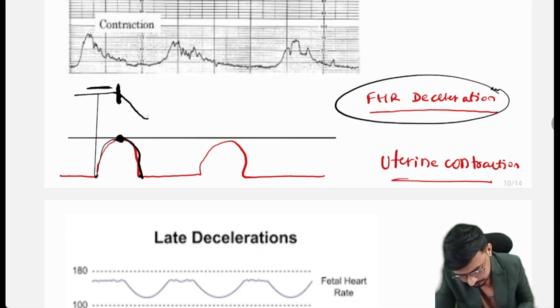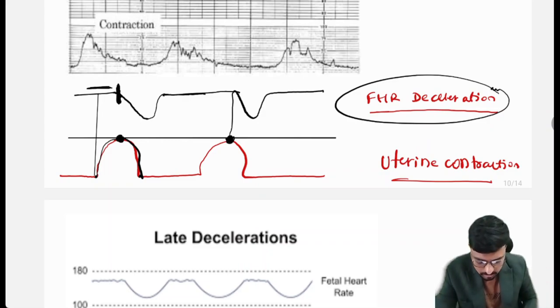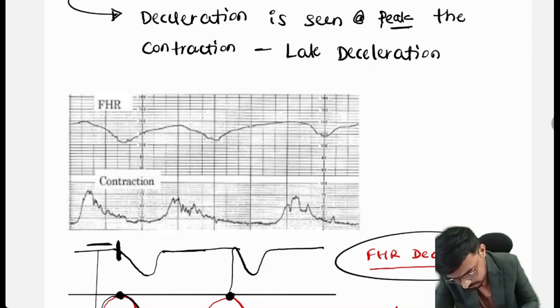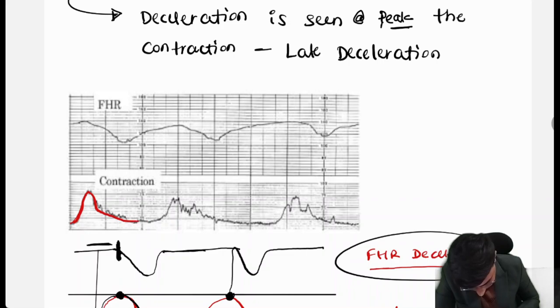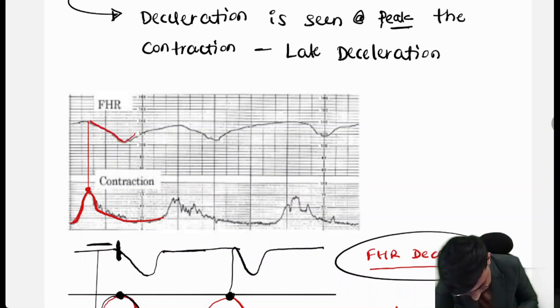This is what we call the delayed deceleration. Again, the same thing happens here. When the uterine contraction is at its peak, at that time the fetal heart rate will start to decrease. This will be seen in the case of late deceleration. Look at the graph here and you will get more clarity. This is the uterine contraction, this is the uterine contraction, right? This is the peak of the uterine contraction. Take a straight line here. Here the fetal heart rate starts to decrease.